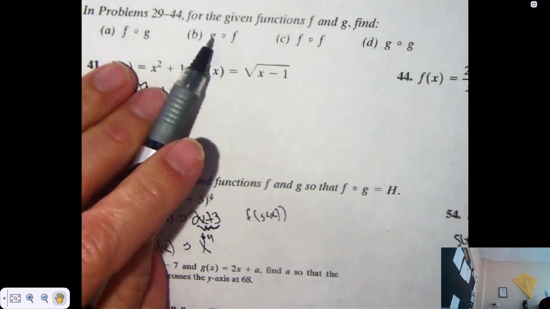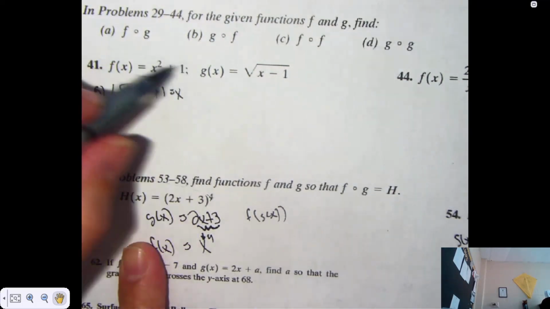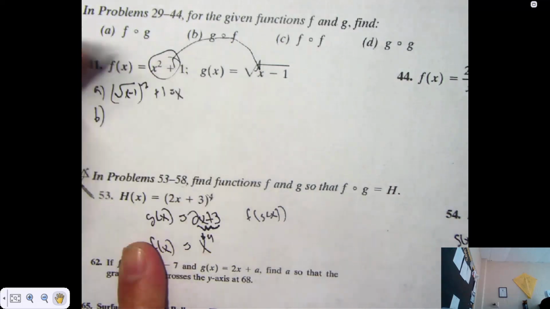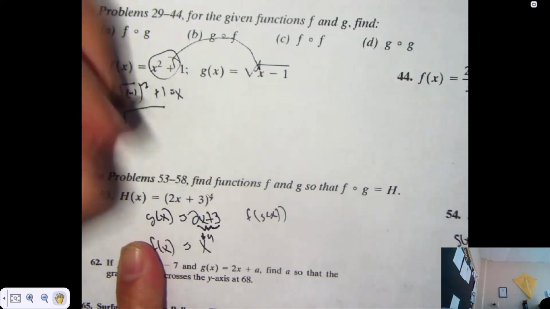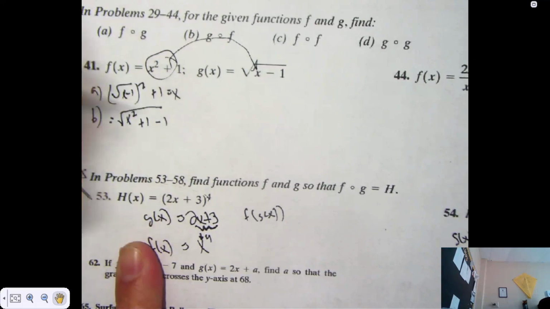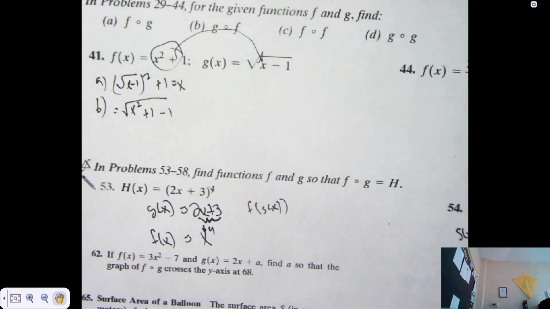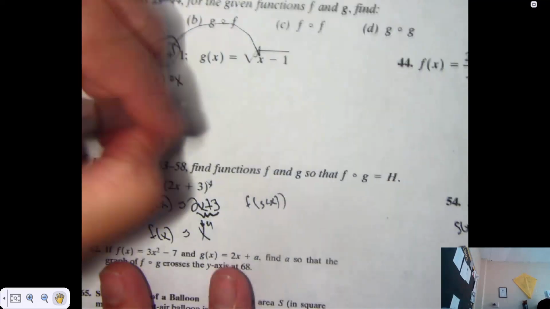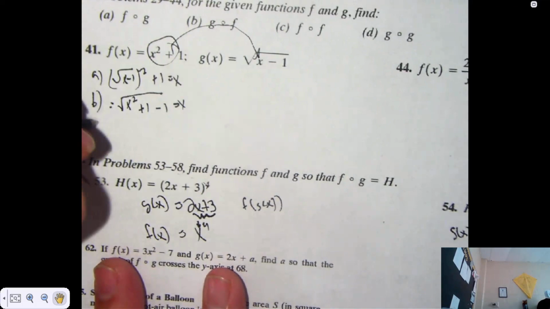B is g of f. So I'm going to take this quantity and put it right there. The square root of x squared plus 1 minus 1. What do the ones do? They cancel. What's the square root of x squared? X. Those are actually inverses of each other.